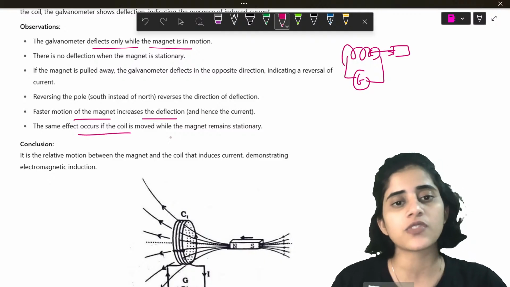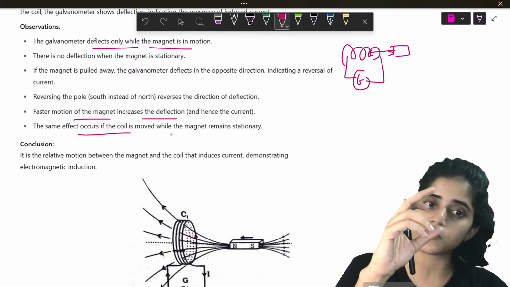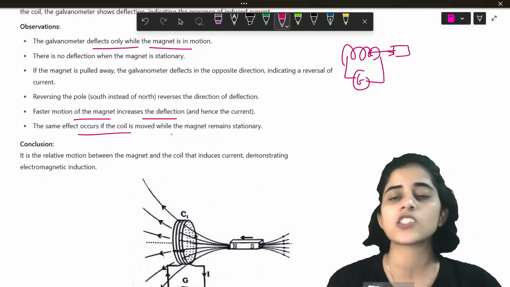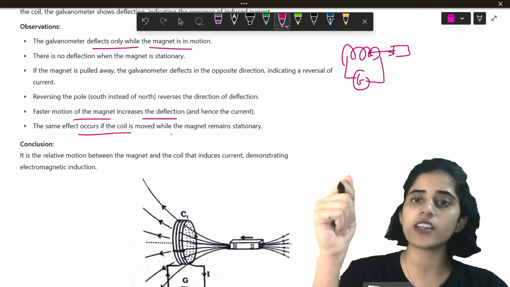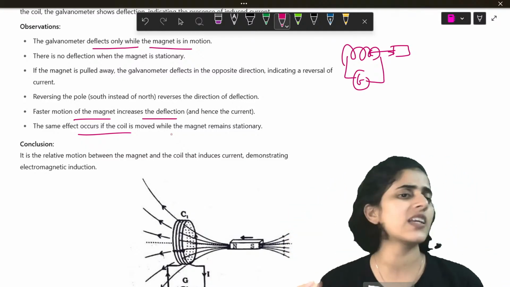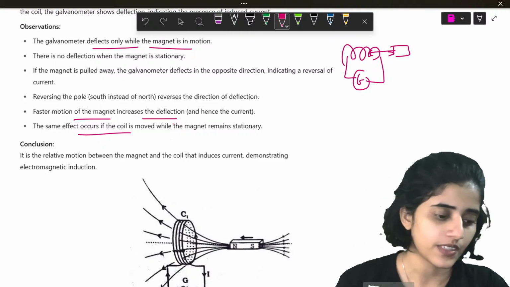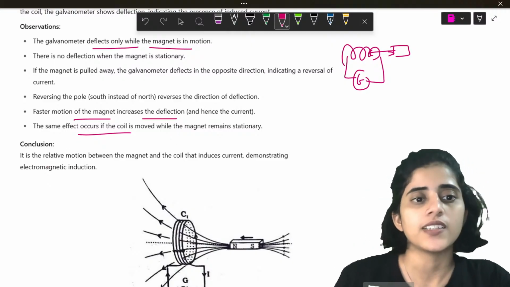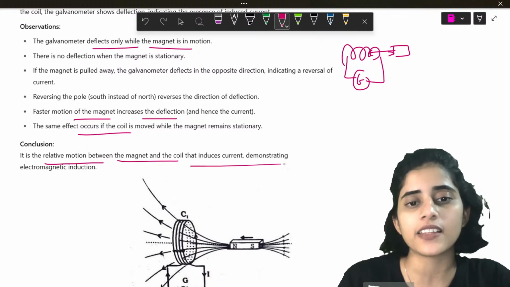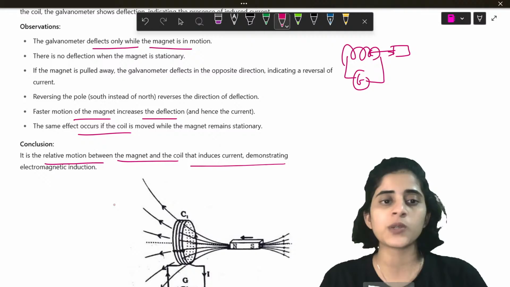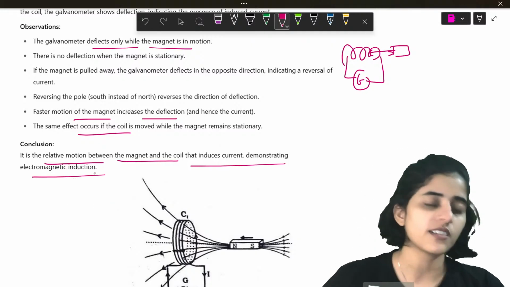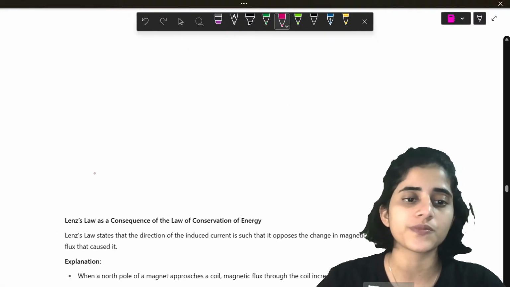The same effect occurs if the coil is moved and the magnet is stationary. Anyhow, there just has to be movement. Initially, the coil is there and the magnet is moved. Otherwise, the magnet is there and the coil is moved. Any one is fine. Okay? So, what is the conclusion? The relative motion between the magnet and the coil induces current, demonstrating electromagnetic induction. That is what is done in the experiment.